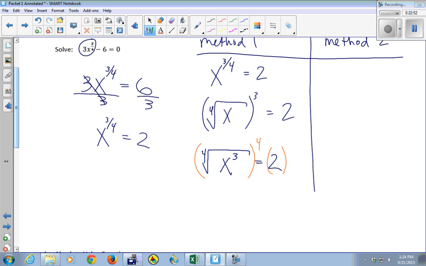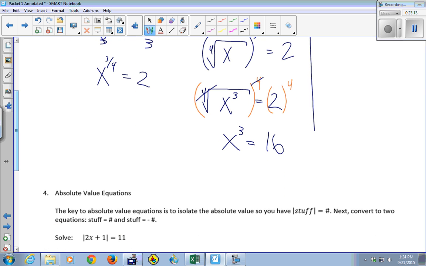So I'm going to raise both sides to the 4th power here. My 4th root and my 4th power cancel, and I'm just left with x cubed. And 2 to the 4th is 16. So x cubed is 16. How do you undo cubing? Cube root it. Cube root of x cubed is x.